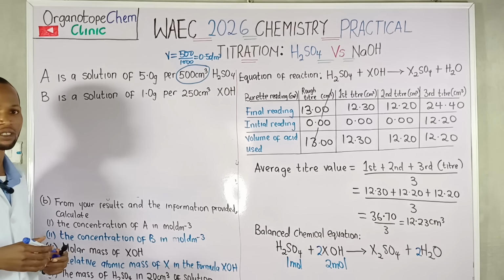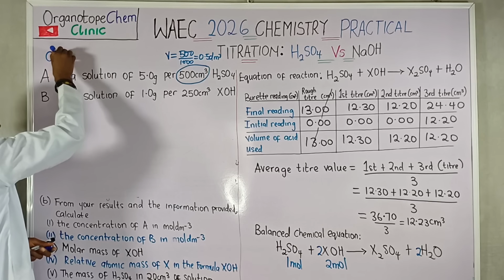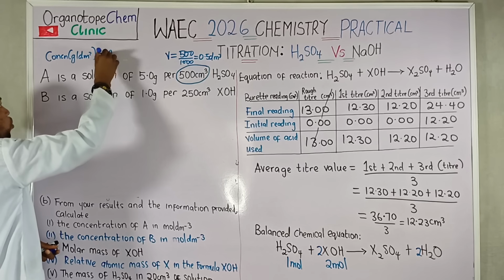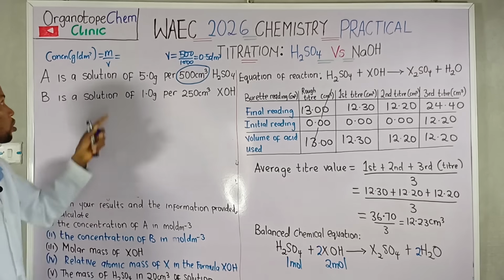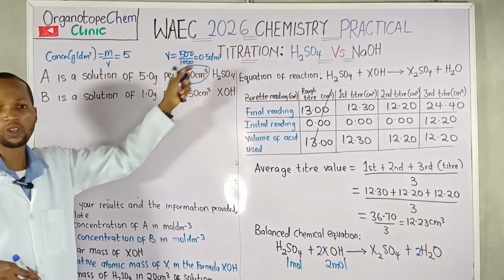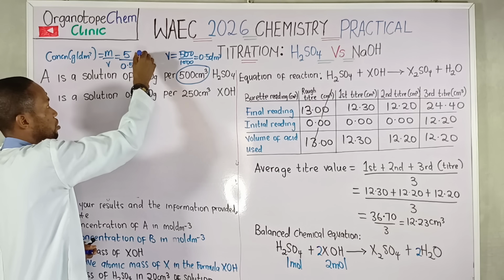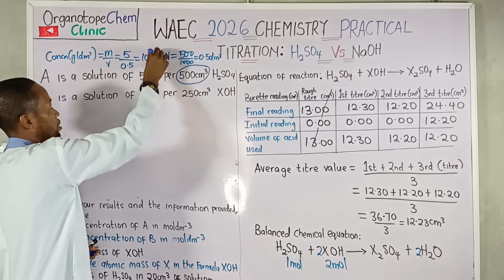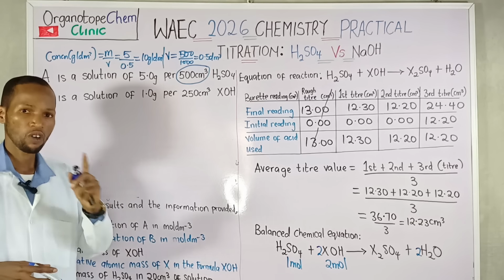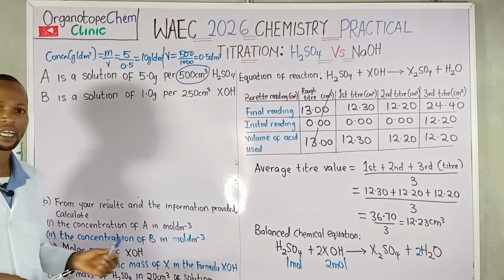So how do we determine the mass concentration? Mass concentration of H₂SO₄, that's concentration in gram per dm cube, equals m over v. Okay, so the mass given right here is 5 and the volume in dm cube is 0.5. So the mass concentration is 10 gram per dm cube. Okay, so that's the mass concentration of H₂SO₄ for this titration. Can we now determine the molar concentration of H₂SO₄, that is solution A?